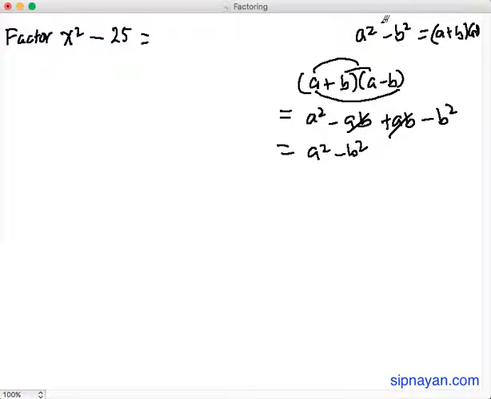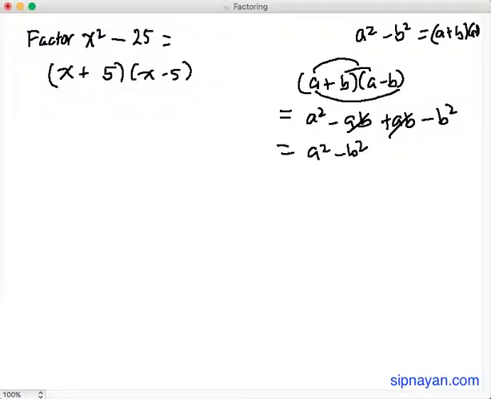So, anything of the form a squared minus b squared can be factored as a plus b times a minus b. So, we first get the a. If this is a squared, a is the square root, so that becomes x. And the other one, the square is 25, and the square root of 25 is 5. So this is x plus 5 times x minus 5. This is the factor. Okay, so this is our first example.